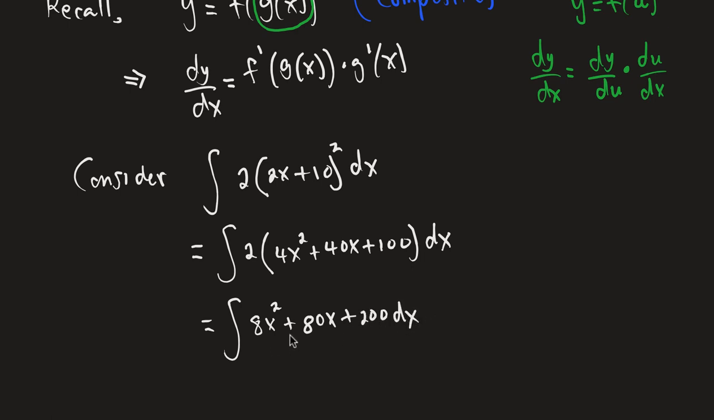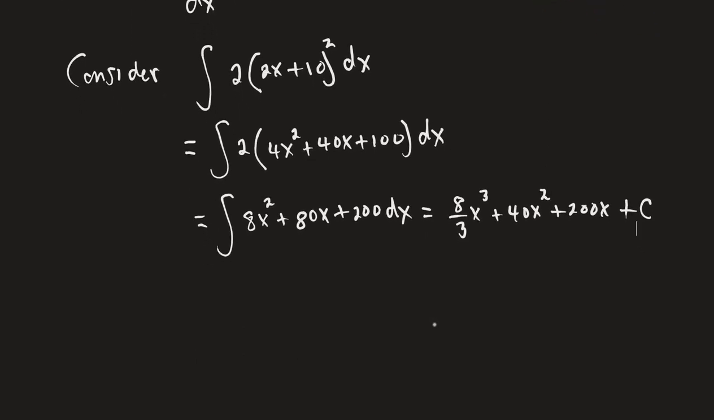So then I can integrate using my power rule term by term. So this is 8 over 3 x cubed plus 40x squared plus 200x plus c, right? So not too bad at all. But now, what if I change just one thing in this problem?